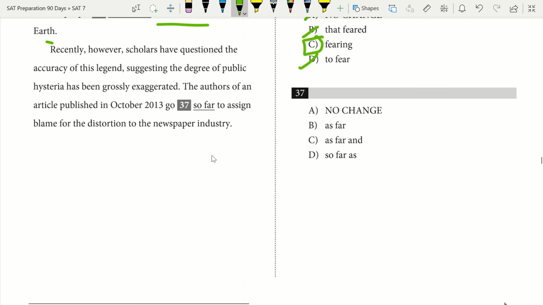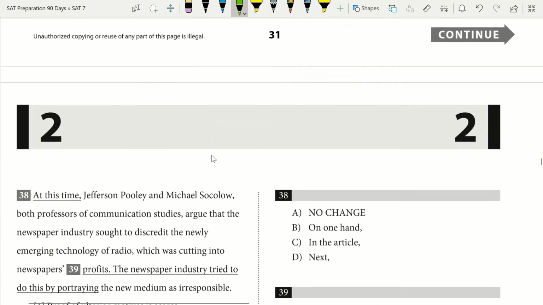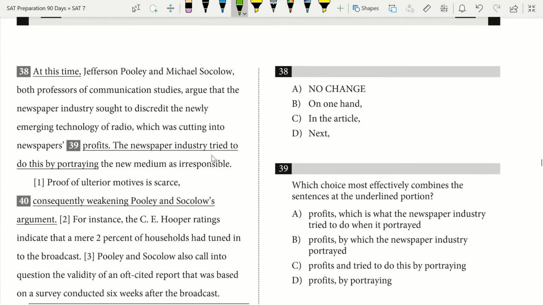"More recently, however, scholars have questioned the accuracy of this legend, suggesting the degree of public hysteria has been grossly exaggerated. The authors of an article published in October 2013 go so far as to assign blame for the distortion on the newspaper industry." Okay, we would say go so far as to assign blame. We wouldn't say go so far to assign blame. We would have to have the word as there. That's an idiom question. We need to know that we have to have the word as after that. So that's an idiomatic question, idiomatic just meaning basically what you would say naturally.